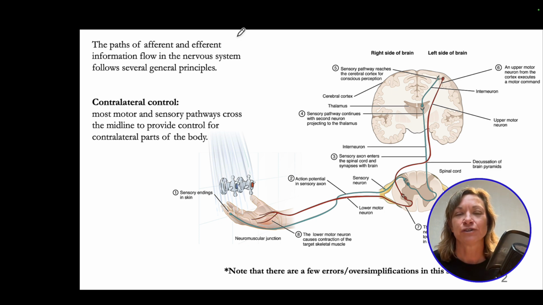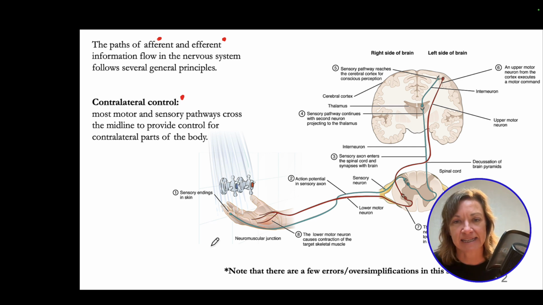So the paths of afferent and efferent information flow in the nervous system follow a few general principles. Of course, afferent means toward, and in this case the flow is toward the central nervous system, while efferent means away from or out of the central nervous system. And one of the most important principles is that of contralateral control. That means that most motor and sensory pathways cross the midline at some point to govern contralateral parts of the body. It's just a central premise of neural control. And by the midline, I of course mean this midline, the mid-sagittal plane.